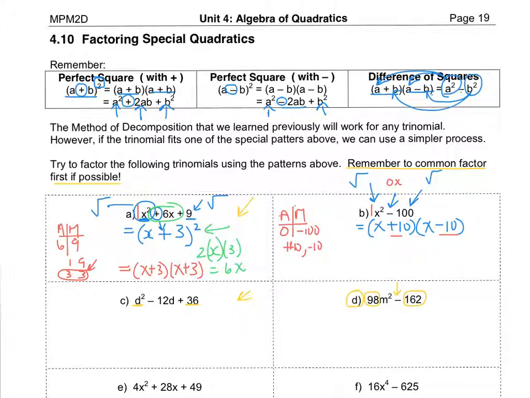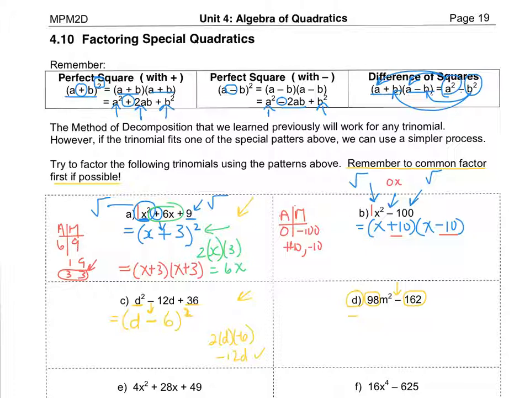Okay, looking at part C, if I try that as a perfect square, I'm going to square root the first, put it at the beginning, square root the last, put it at the end, take my sign from the middle, and then I have it to the exponent of 2. And then I want to check the twice the product. Twice the product would be d times negative 6. And that 2 times d times negative 6 would be negative 12d. Yep, that worked. I can do it that way.